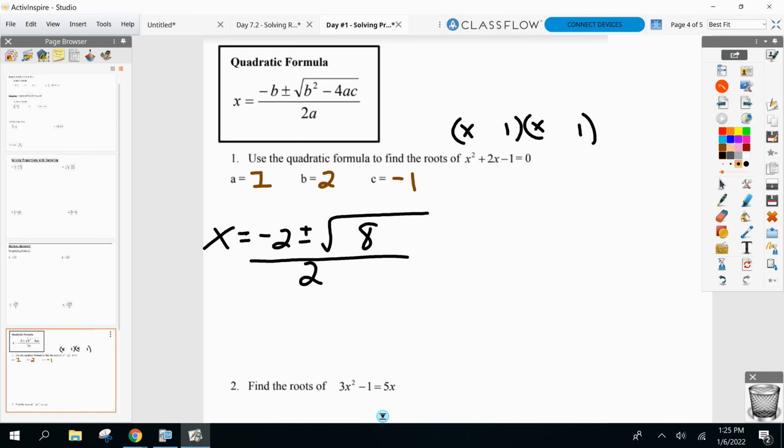So that's just the plug-in part. We are far from done. Any questions about the plug-in part? Now I want this in simplest form.